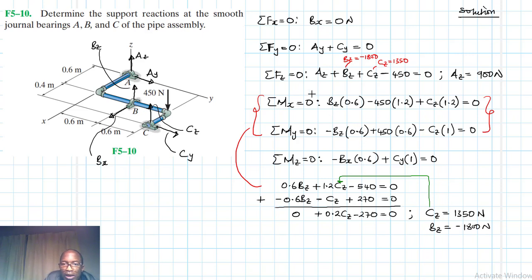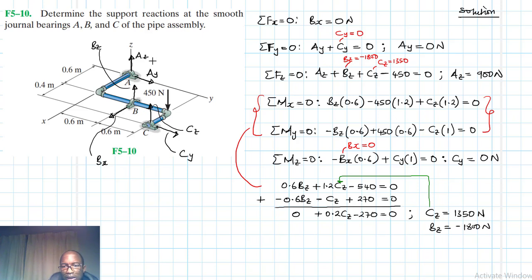Let us now find the other values. We know Bx is equal to 0. We can come to this equation here. Since Bx is equal to 0, therefore Cy will just be equal to 0 newtons. Then let's come to this equation now. Since we know that Cy is equal to 0, you expect Ay to be equal to 0 newtons.